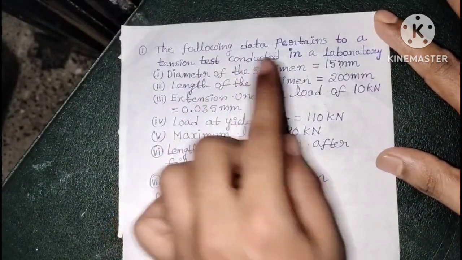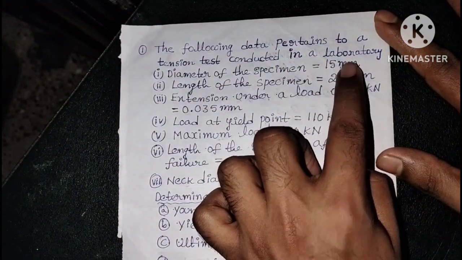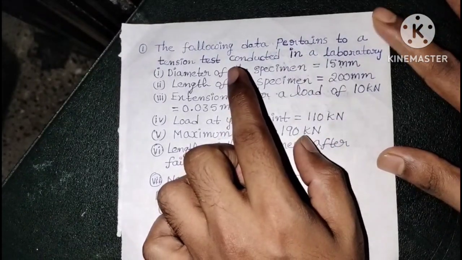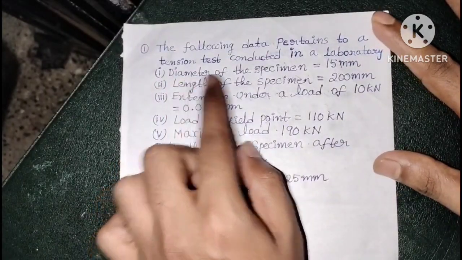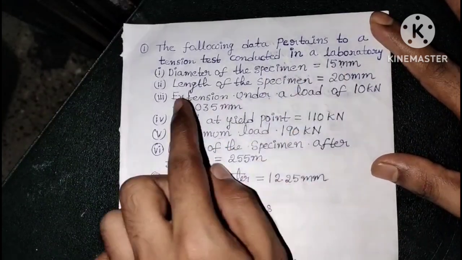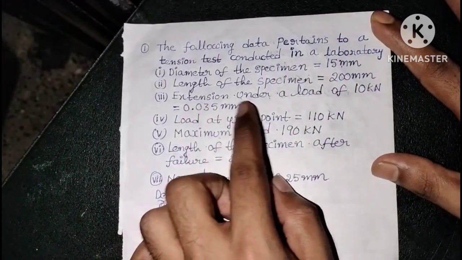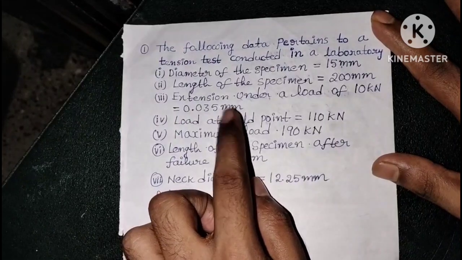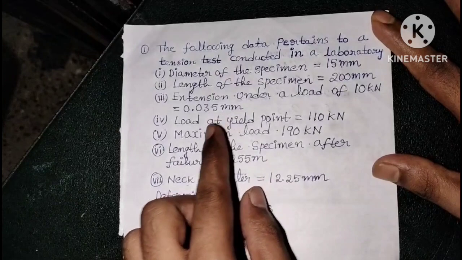The following data pertains to a tension test conducted in a laboratory. Pertains means collected. So, given some tensile test data here, let us see one by one. The diameter of the specimen is 15 mm, the length of the specimen is 200 mm, and the extension of the bar under a load of 10 kilonewton is 0.035 mm.